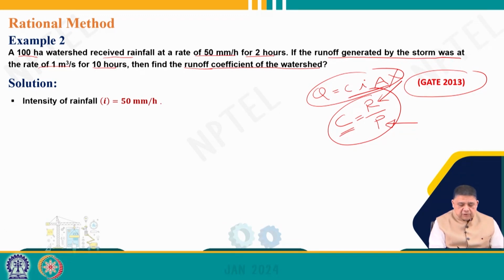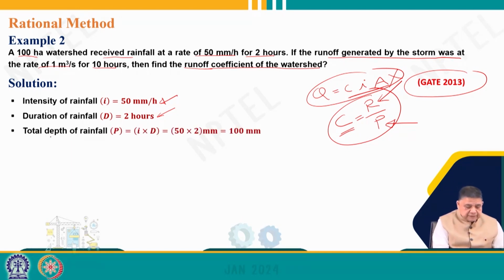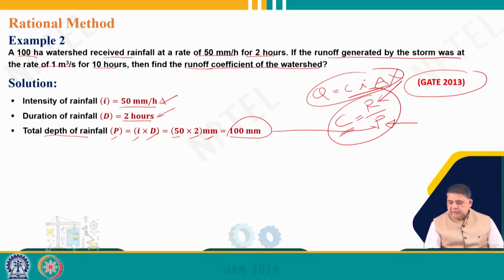Intensity of rainfall is given as 50 millimeter per hour, and duration of rainfall is given as 2 hours. So obviously, we need to convert that. Total depth of rainfall is P, that is I times D: intensity is 50 millimeters per hour and duration is 2 hours. So 50 times 2 gives us a value in millimeters, and the total depth of rainfall we get is 100 millimeters. So the denominator we have obtained is 100 millimeters.